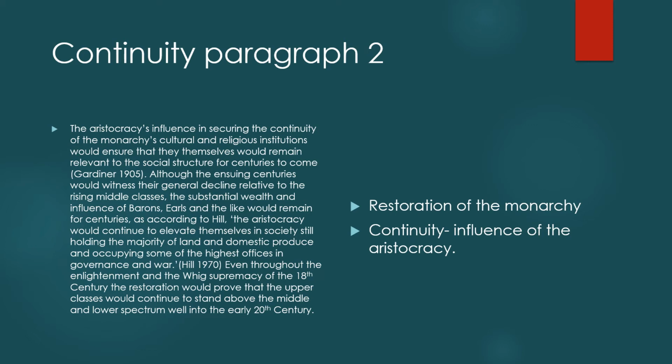The aristocracy's influence in securing the continuity of the monarchy's cultural and religious institutions would ensure that they themselves would remain relevant to the social structure for centuries to come. Although the ensuing centuries would witness their general decline relative to the rising middle classes, the substantial wealth and influence of barons, earls, and the like would remain for centuries, as according to Hill, the aristocracy would continue to elevate themselves in society, still holding the majority of land and domestic produce and occupying some of the highest offices in governance and war. Hill, 1970.